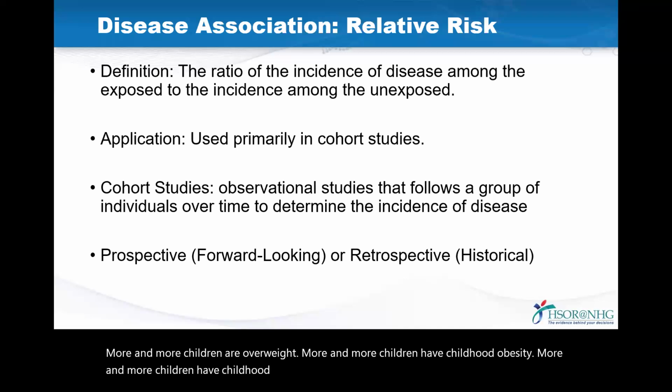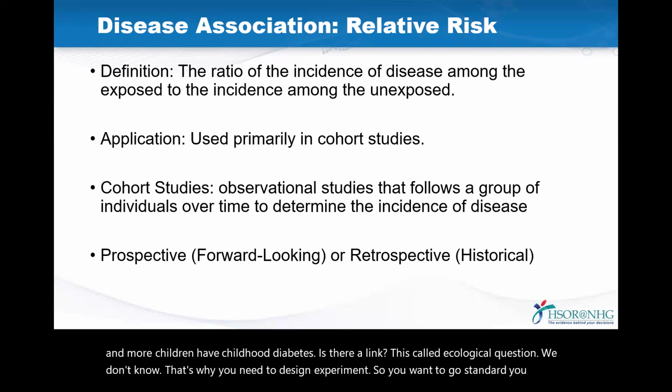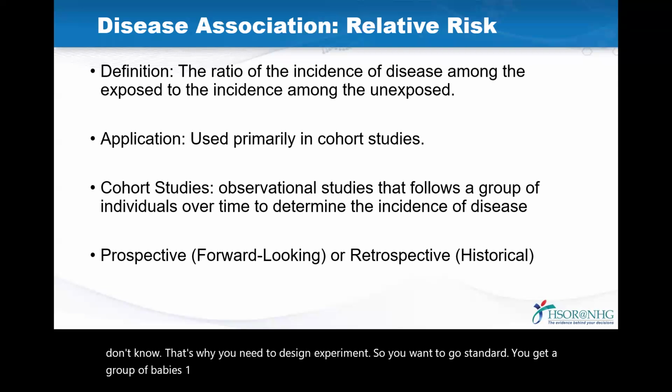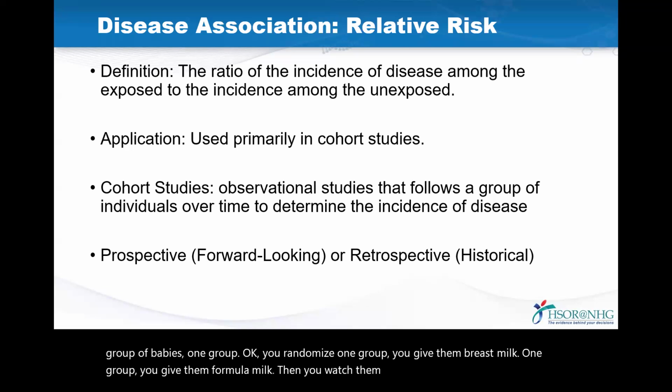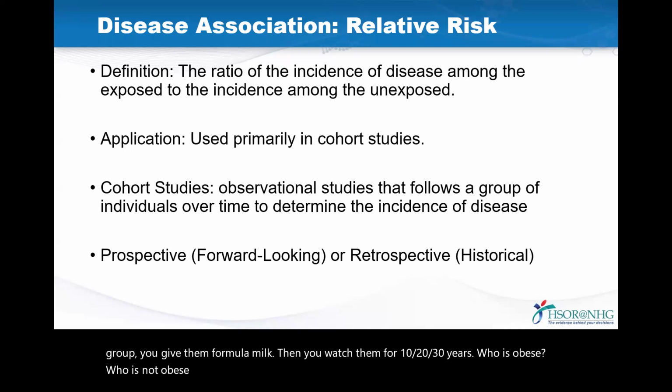Is there a link? This is called an ecological question. We don't know. That's why you need to design an experiment. So you want to do the gold standard: you get a group of babies and randomize. One group, you give them breast milk. One group, you give them formula milk. Then you watch them for 10, 20, 30 years. Who is obese, who is not obese, who gets diabetes, who doesn't. This is how you do the study. What's the challenge?